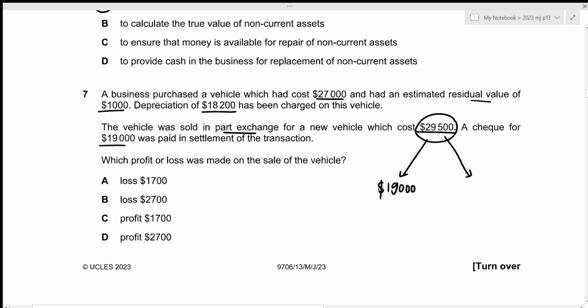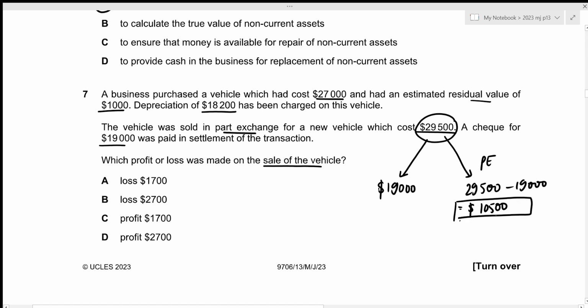So let's figure out the value for part exchange. That is just the remaining value, 29,500 minus 19,000, which results in 10,500. So this is our part exchange value or the sales proceeds for the disposed vehicle. Now we need to figure out which profit or loss was made on the sale of the vehicle. So we already have our sales proceeds, right?